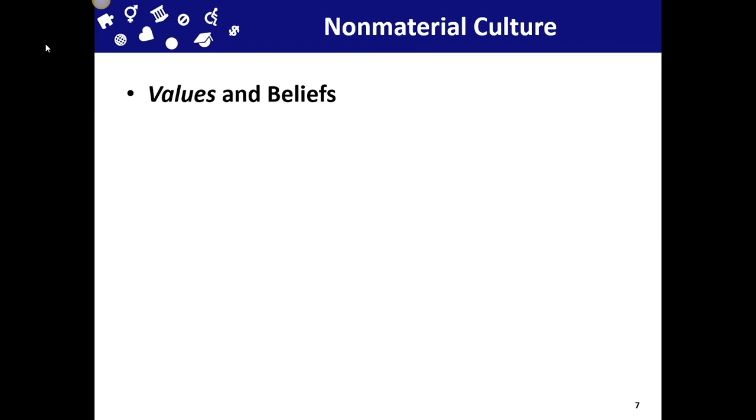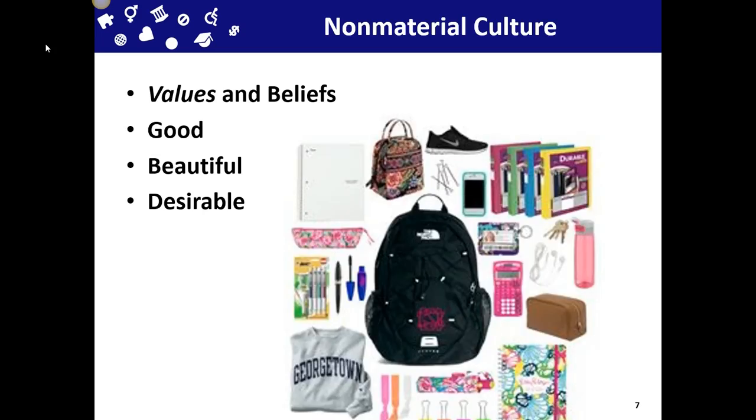Now, another component of non-material culture are values and beliefs. So values are those things that we define as good or beautiful or desirable, right? And the thing is that actually a lot of our material culture represents the values that we have in society. So, for example, if you were to unpack your backpack, you might find things very similar to those shown in this image, right? And many of these material items reflect underlying values that we have here in the United States.